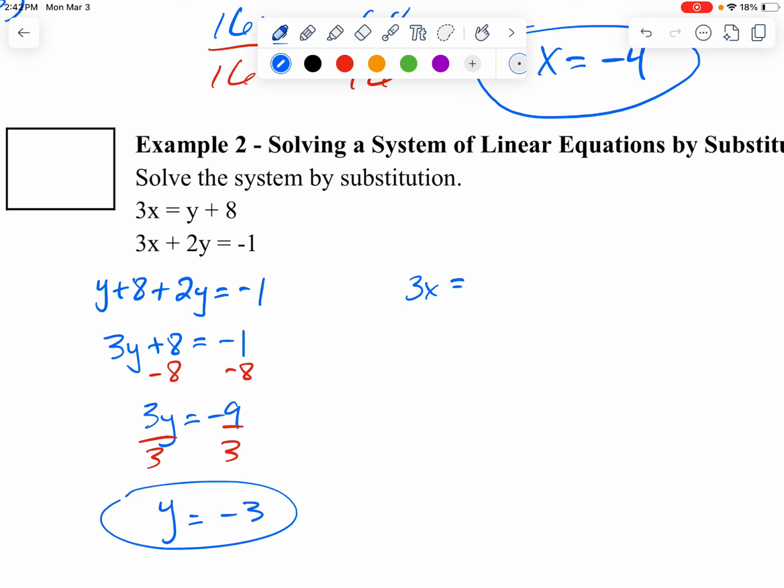So 3x equals negative 3 plus 8. If I just combine those like terms, 3x equals 5. Divide by 3, x equals 5/3, which is exactly 1.6 repeating, approximately 1.7.